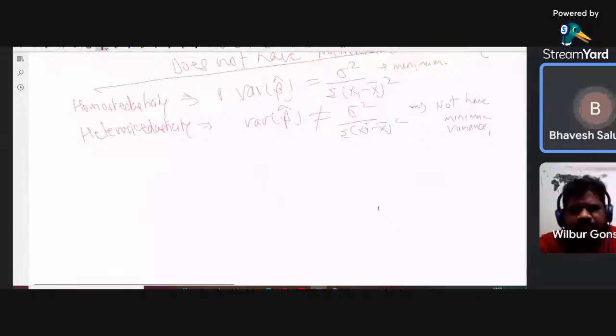Once heteroscedasticity is there in the data and we say that the OLS estimator is not efficient, how can we proceed? The first thing you have to do is test for heteroscedasticity to confirm that you have heteroscedasticity in the regression model. Testing for heteroscedasticity is the first task that you must do.